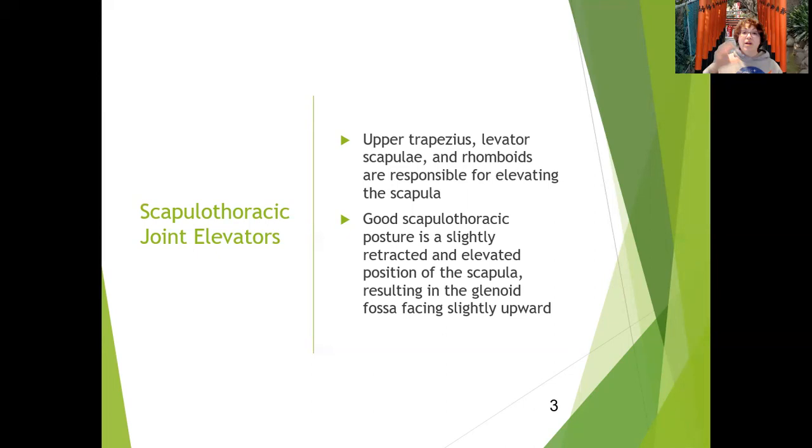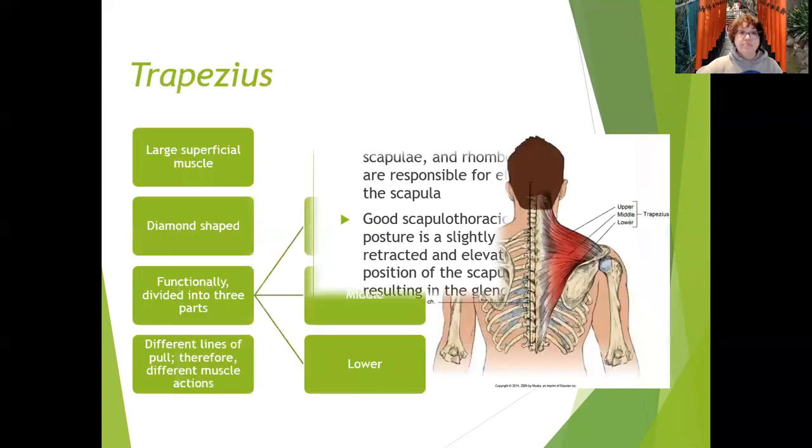Good scapulothoracic posture is considered a slightly elevated and retracted position of the scapula. So we want the scapula to be slightly elevated and retracted. And that way the glenohumeral joint is facing slightly upward. So that's going to give us more stability. And we'll talk about what the functional consequences are when you don't have that stability.